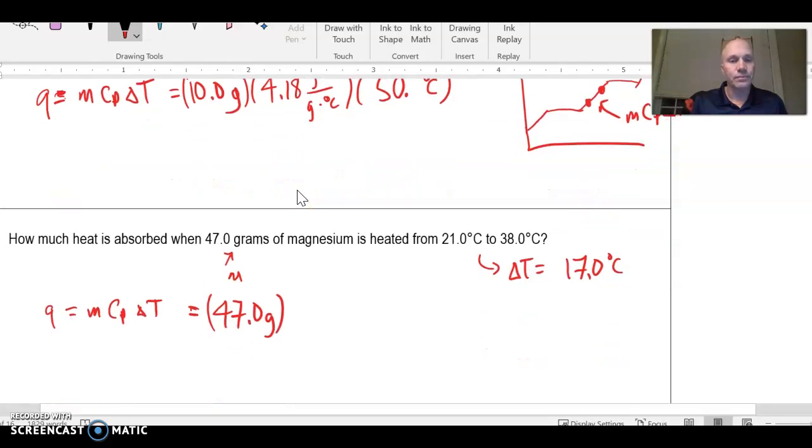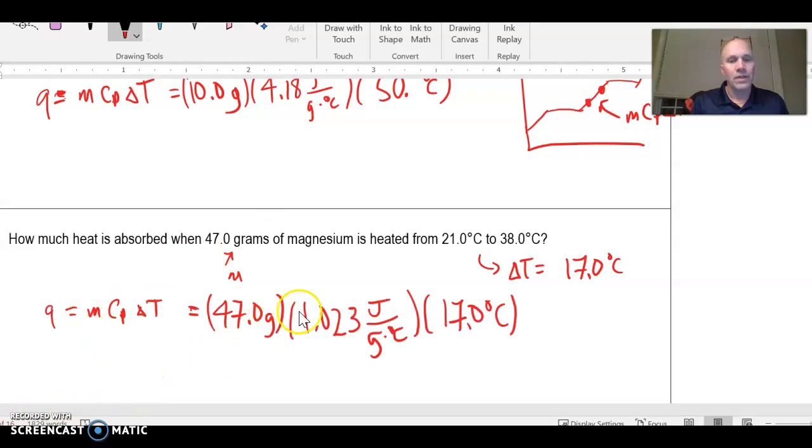In the next problem, how much heat is absorbed when 47 grams of magnesium is heated from this temperature to this temperature? Again, we're not talking about water here, so we're going to need to find the specific heat of magnesium. You can do that just by reading that off of your reference guide. So plugging in these numbers, you would do that.